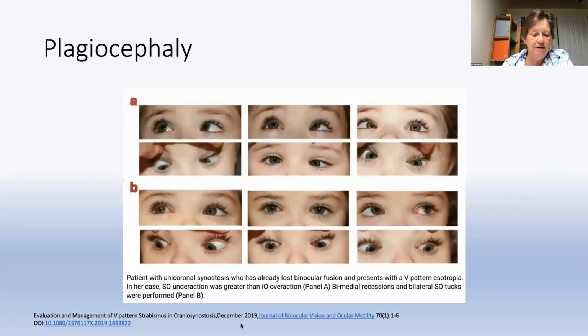So this is an example shown in a paper published in the Journal of Binocular Vision and Ocular Motility. This child has a unicoronal synostosis, and this child is unable to elevate very well with this left eye here, and the superior oblique is also weakened. So they actually treated this patient bilaterally with bilateral superior oblique tucks in order to try and strengthen the superior oblique strength bilaterally. And this sort of treatment, you need to take very much on a case-by-case basis. So bilateral was appropriate in this case, but in the previous patient that I showed you an example of, only doing a unilateral superior oblique tuck would have been appropriate.